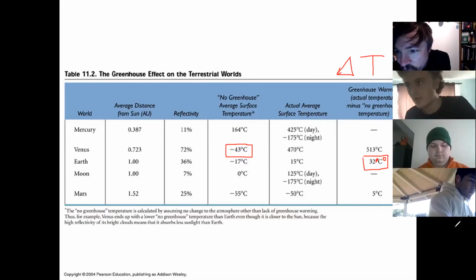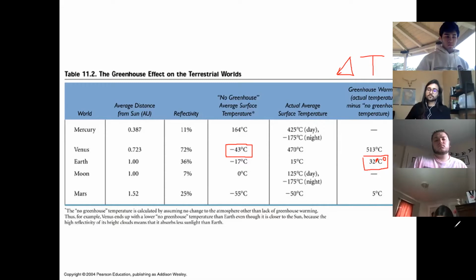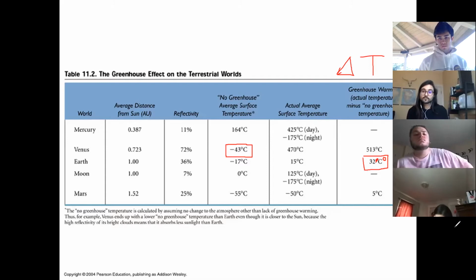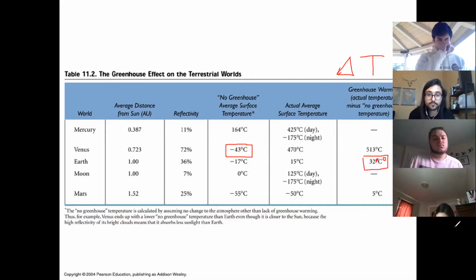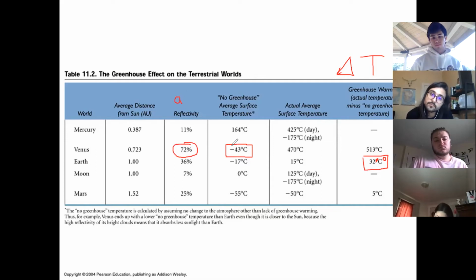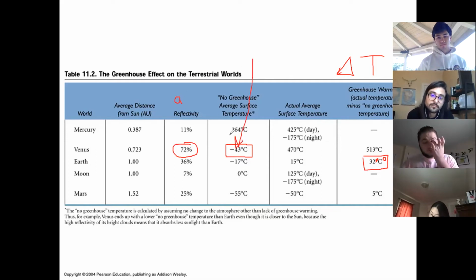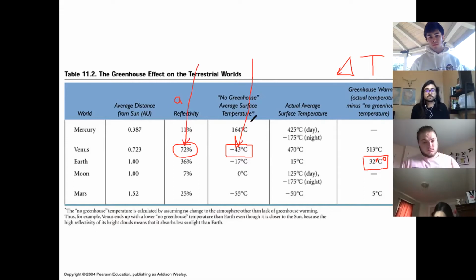Wouldn't you guys expect that Venus would be hotter than Earth since it's closer to the sun? They're claiming that in the absence of the greenhouse effect, Venus would be colder. Do you see why they're doing that? Look at that chart there. What's going on? They're using a global albedo of 72% from the cloud tops, which is ridiculous because they're calling it the no greenhouse temperature, but they're still using the albedo of the greenhouse gas cloud tops.